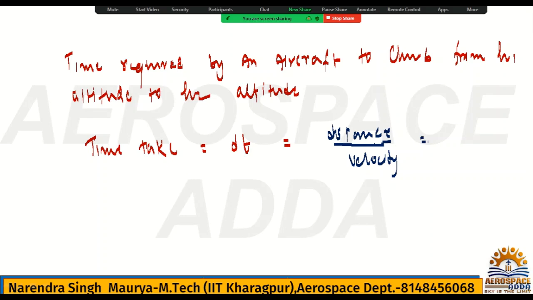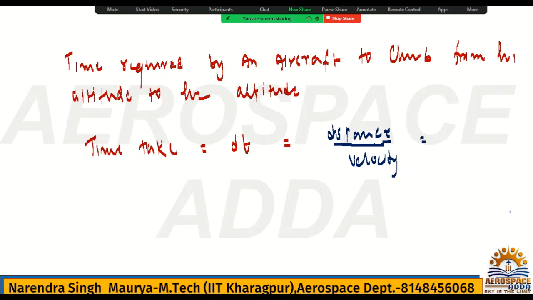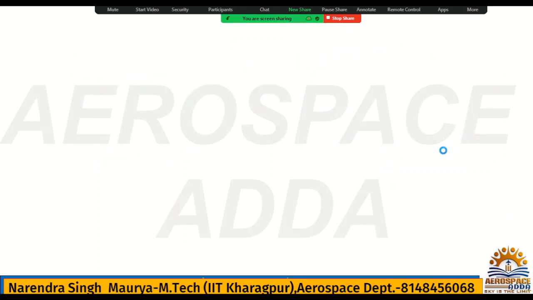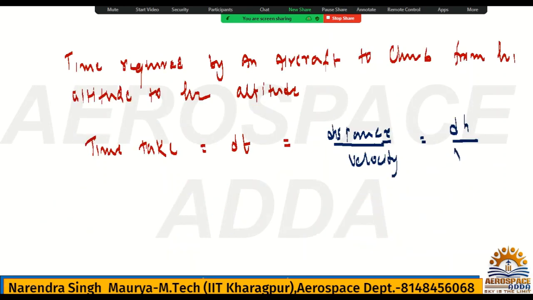So what is the time? Distance by velocity. What is the distance? It is from H1 to H2, check. H1 to H2 is nothing but this distance. It is H2 minus H1. I can say it is nothing but dH. Here it is shown, no? Check the diagram. So distance is nothing but dH. And what is the velocity in vertical direction? Velocity is nothing but VC. Your problem is solved now. VC. Done.